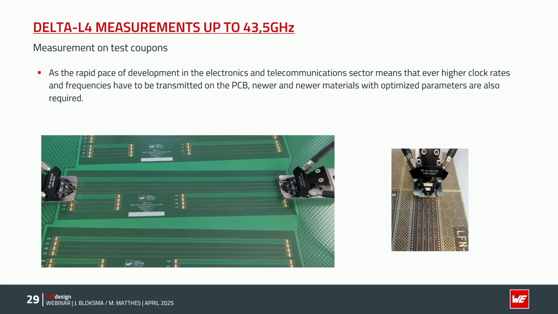I told you also that we have very good equipment in our lab, and here we can do the measurement on special coupons. That's very new equipment for the laboratory, where we can measure up to 43.5 gigahertz, and for this we need special coupons to do the de-embedding and get the best results, or also see if there are tolerances in the material parameters regarding the datasheet parameters.